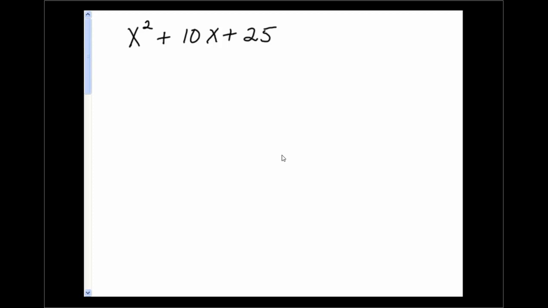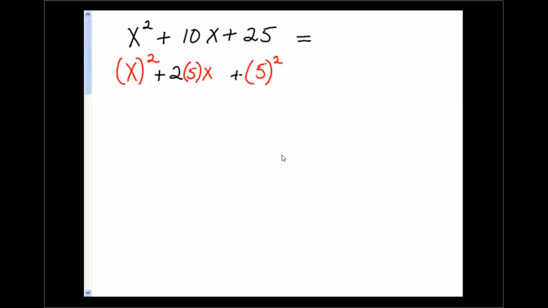Well, the first term of this trinomial is a perfect square. So we have x squared. The last term of this trinomial is also a perfect square. It's 5 squared. The middle term will be 2 times the product of what is being squared. So it will be 2 times the 5 and the x. That makes it a perfect square trinomial.